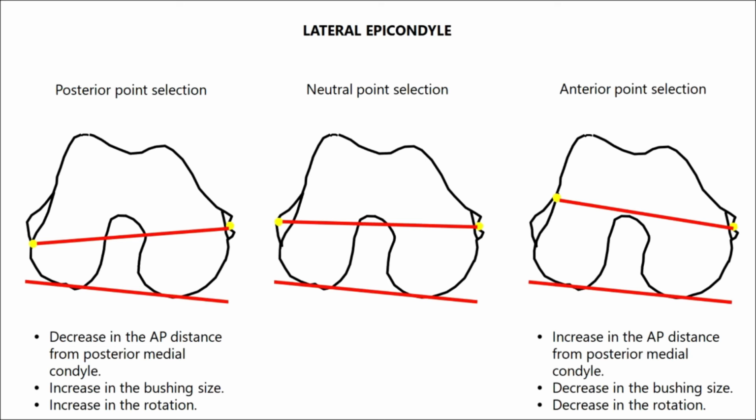If taken more anteriorly, it will increase the antero-posterior distance from the posteriormost point on the lateral condyle, representing the posterior condylar axis. This will decrease the rotation required from the posterior condylar axis to match the transepicondylar axis. This will decrease the difference of the cut between the posterior medial and the posterior lateral cuts, leading to a smaller bushing being recommended.